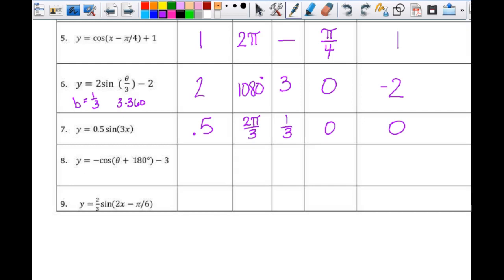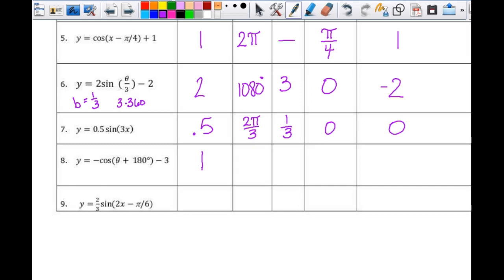My amplitude is always positive, so that negative tells me I have a reflection in the x-axis, but it doesn't affect my amplitude. My amplitude is 1. The only time you're going to say none is if it's tangent. Tangent does not have an amplitude, however, the a is still important to us.